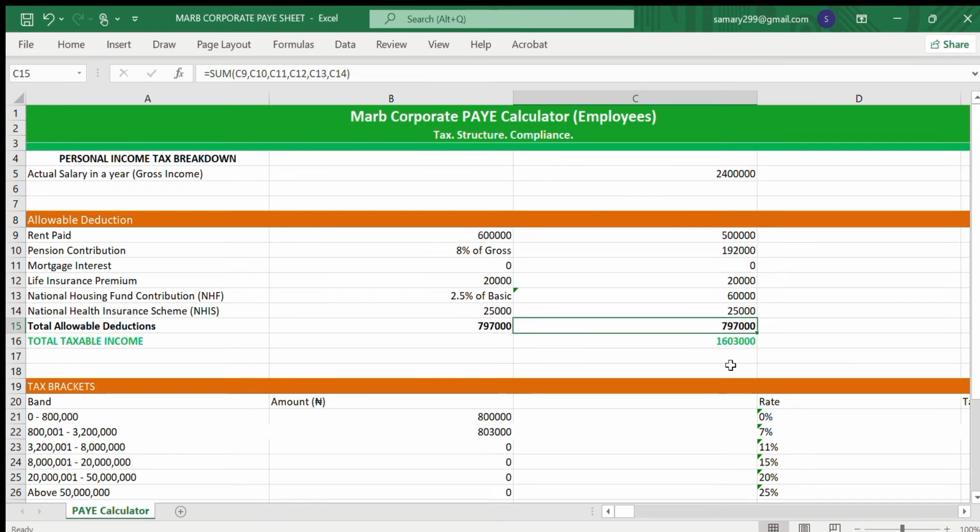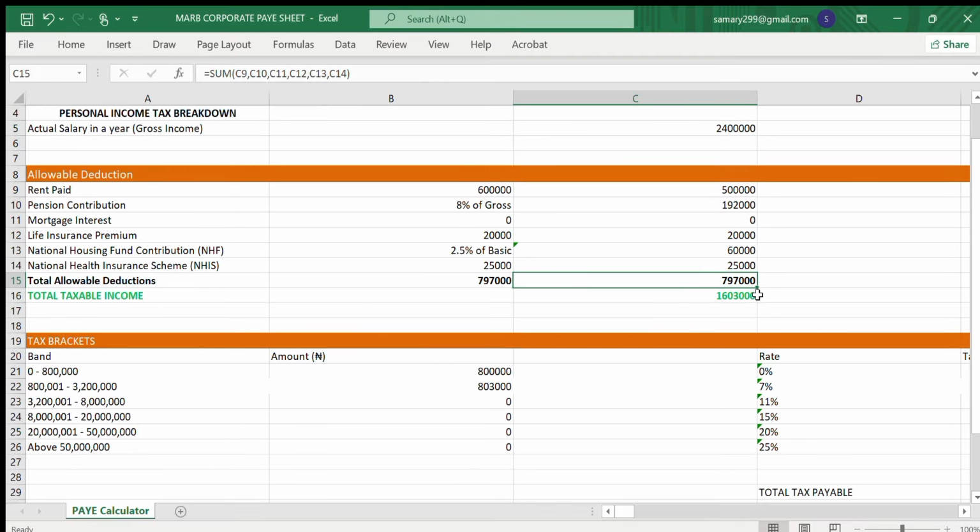So if you remove it, you're having 1,603,000 naira. So if you come here, look at this 1,000,000. See what just happened over here. It means that we now have your first 800,000, this is our balance, 0 to 800,000. You are not going to be paying tax. So regardless of whatever your income is, just know that your first 800,000, no tax on it.